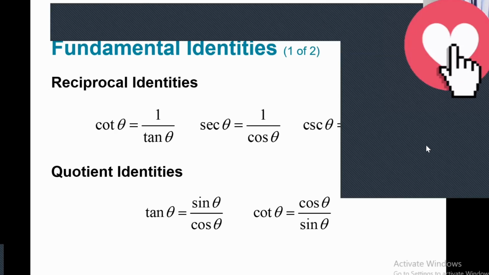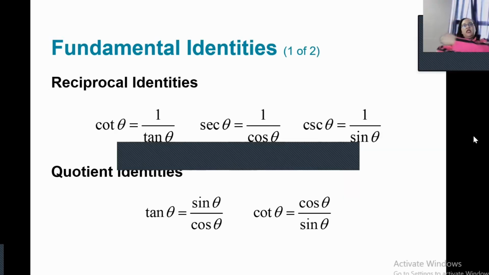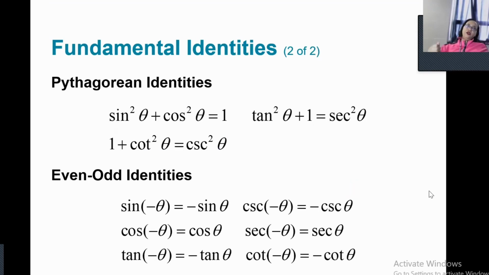Hold on. That's something important to remember if you ever take calculus: the tangent is the slope. It represents slope. All right, so the fundamentals, again, with the Pythagorean: sine squared theta plus cosine squared theta is equal to 1. Tangent squared theta plus 1 is equal to secant squared theta. 1 plus cotangent squared theta is equal to cosecant squared theta.